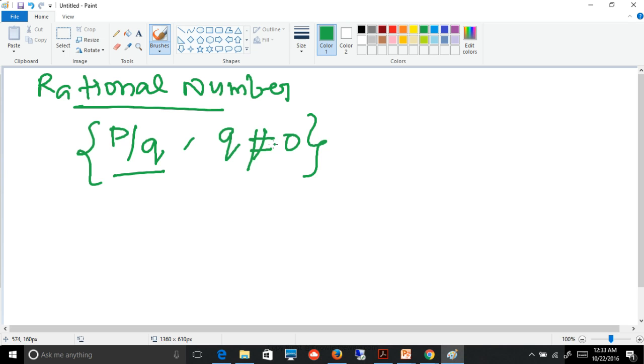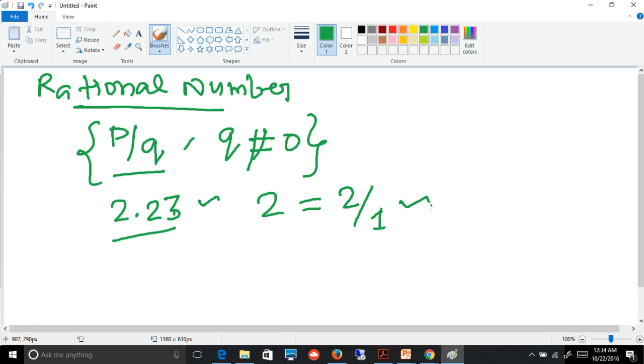So rational numbers are the numbers which can be written in fractional form. So you can also say 2.23 is also a rational number. 2 is also a rational number. How is 2 a rational number? Because you can write 2 something like this: 2 equal to 2 by 1. So this is also a rational number. So the definition of a rational number is a number which can be written in the form of p by q, where q is not equal to 0. That is called a rational number.